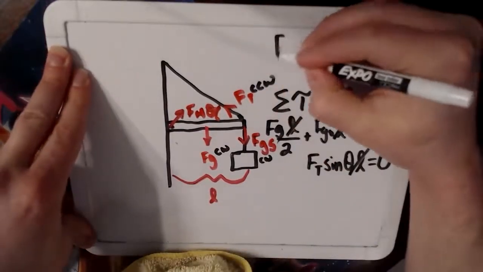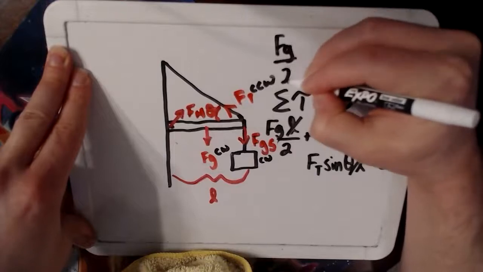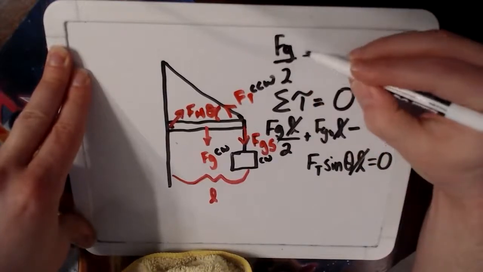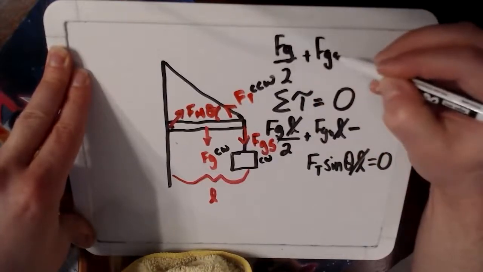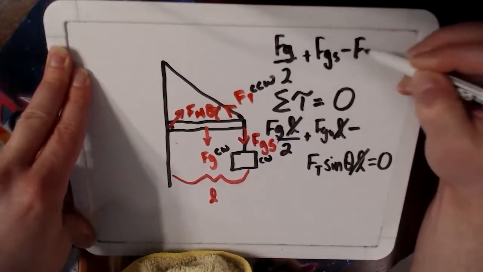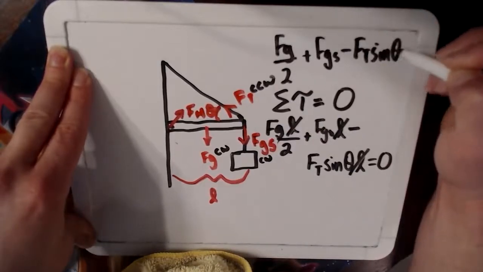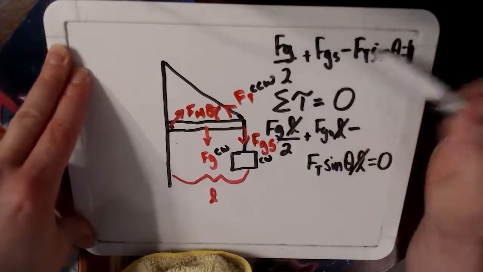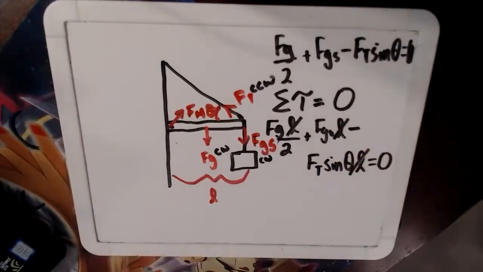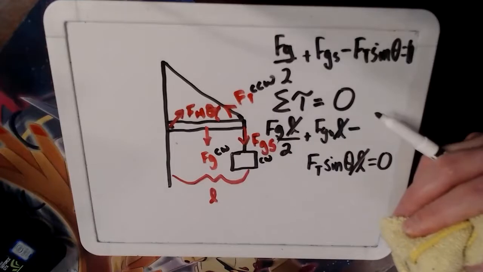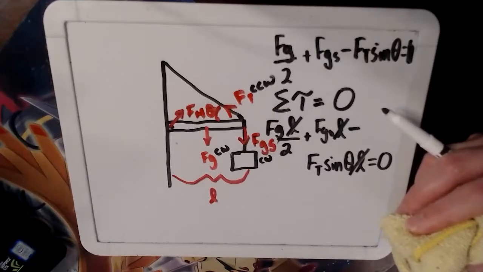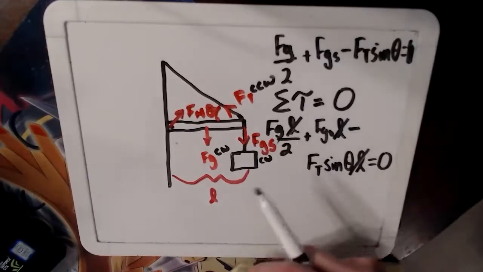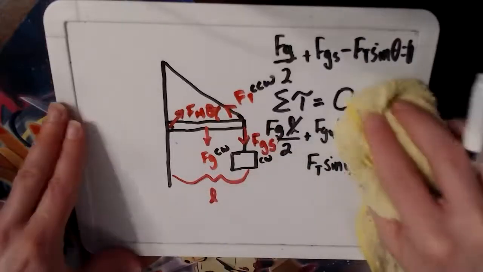So we have the force of gravity of the beam divided by 2, plus the force of gravity of the sign, minus the force of tension, sine theta, and that equals 0. And we got that from our rotational equilibrium statement. What you need to do there is you need to identify the torques that are acting clockwise and the torques that are acting counterclockwise.